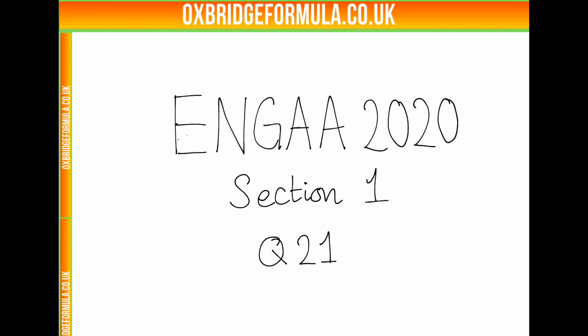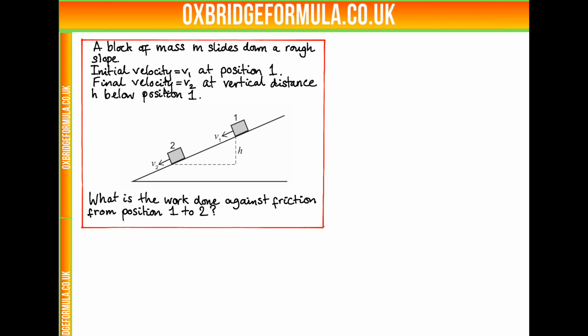This question is taken from the ENGAA 2020 section 1 paper, and it is question 21. So we read, a block of mass m slides down a rough slope. Initial velocity equals v1 at position 1. Final velocity equals v2 at vertical distance h below position 1. So this is a setup right here. What is the work done against friction from position 1 to 2?